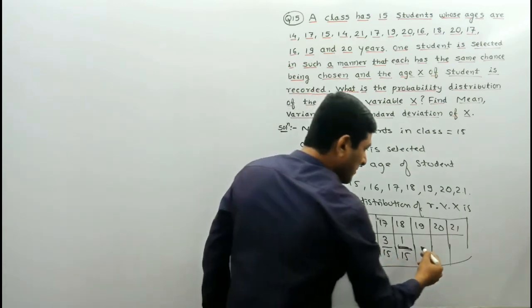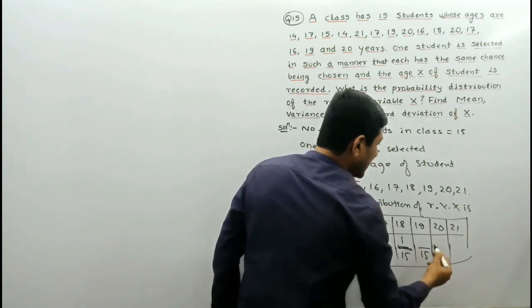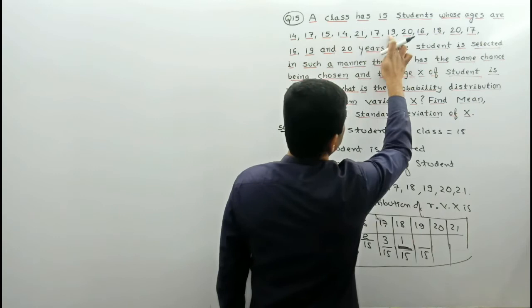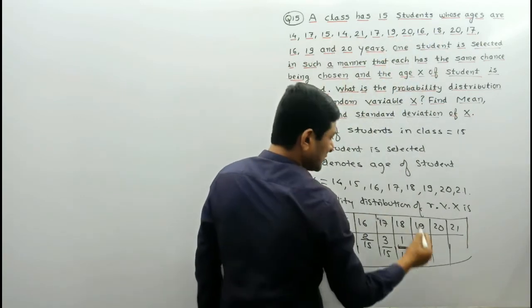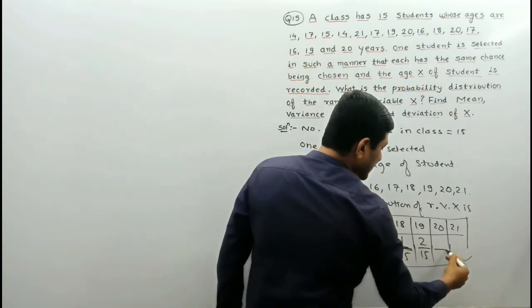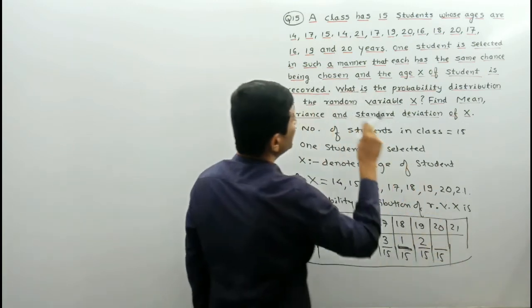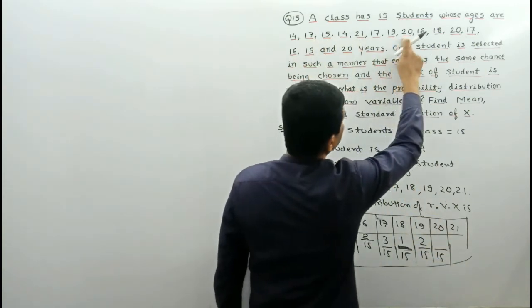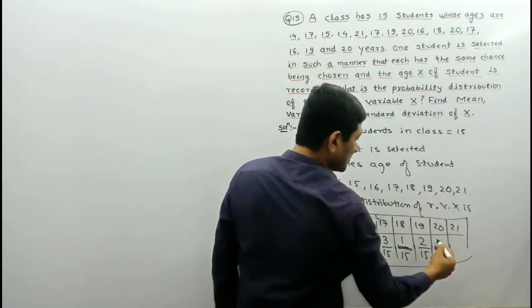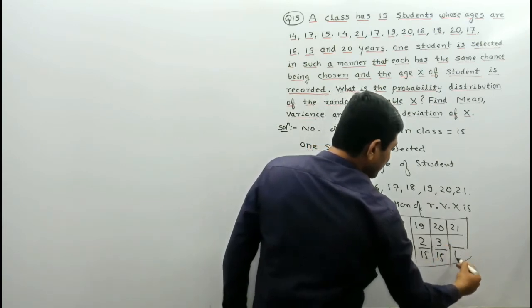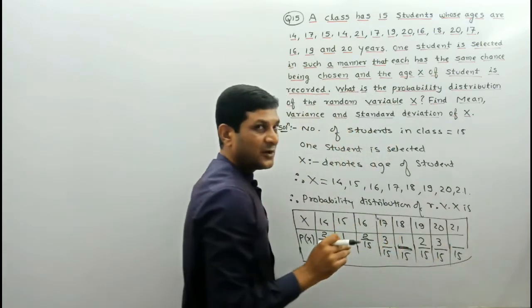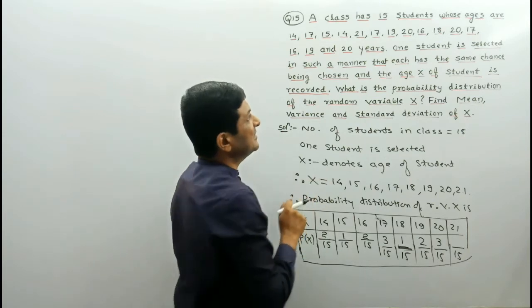Later on, find out the probability when age is equal to 19 years. 19 appears 1 and 2 times, so its probability is 2 by 15. Lastly, how many students are there of age 20 years? 1, 2 and 3 students are there. Lastly, check how many students are there of age 21 years.